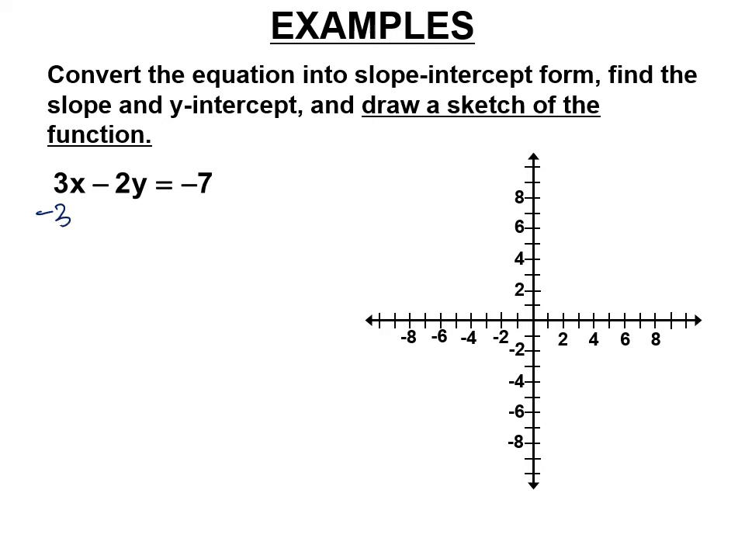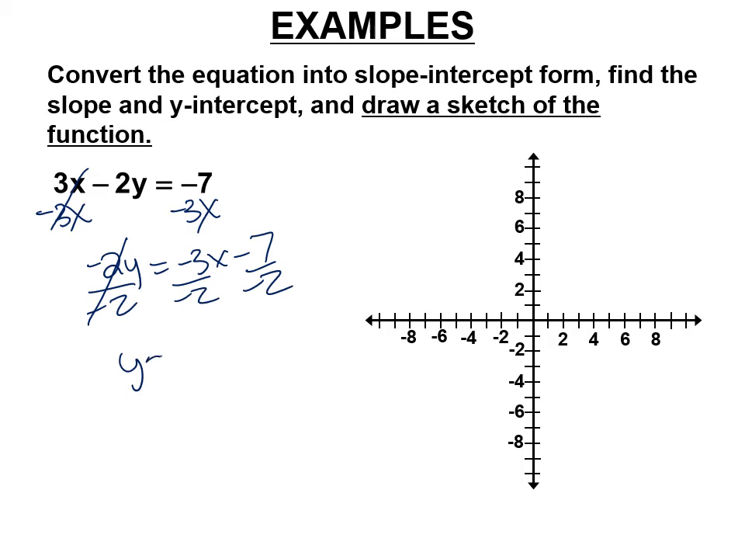So subtract 3x from both sides. Divide everything by negative 2. So negative 3 divided by negative 2 is positive 3/2 x. Remember to have your x in the middle or higher. Negative 7 divided by negative 2 is plus 7/2. There's two negatives there.